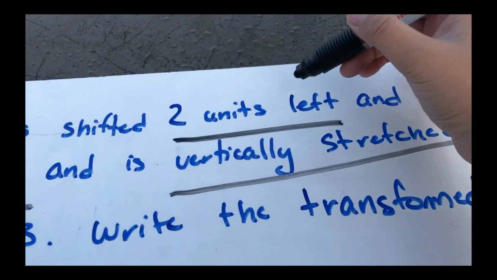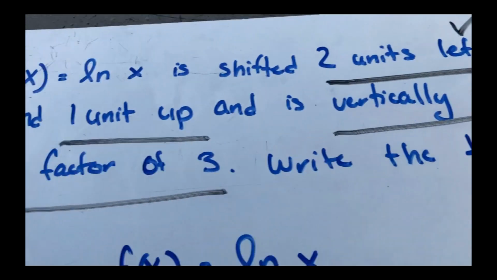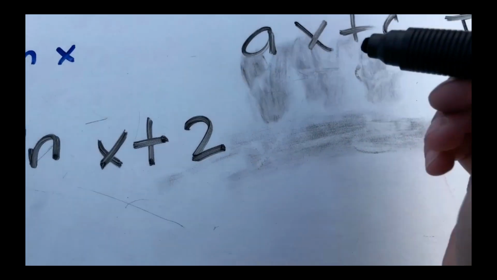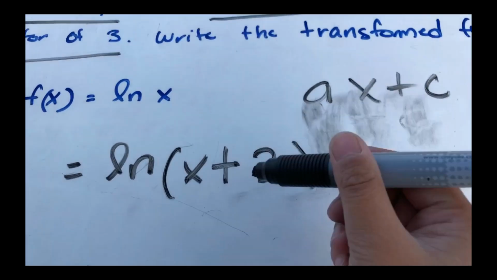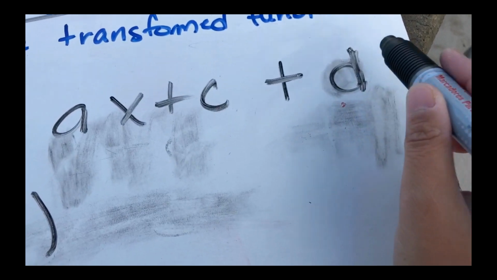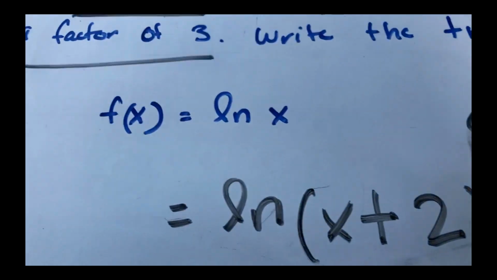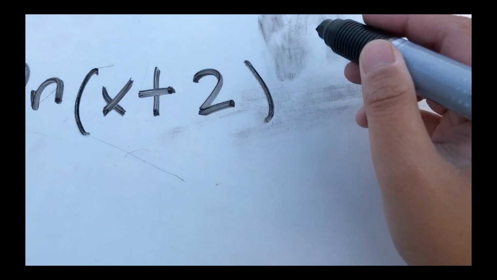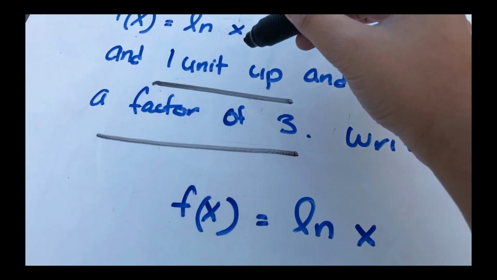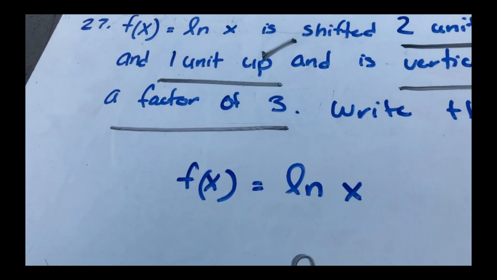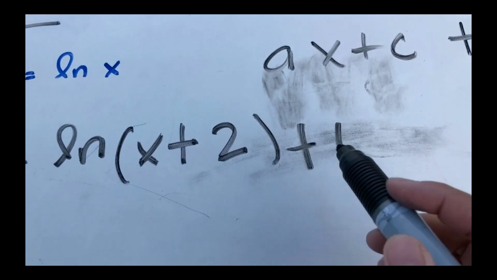So that's the next step. I will put a quick check mark there. Since you have to shift 1 unit up, that will be outside, so nothing affects inside right now. That is done. I just put D for outside because all these other variables were taken. Since it was 1 unit up, it would be plus 1 on the outside. I will put a check mark there because that's done. So now our equation is ln of x plus 2, plus 1.